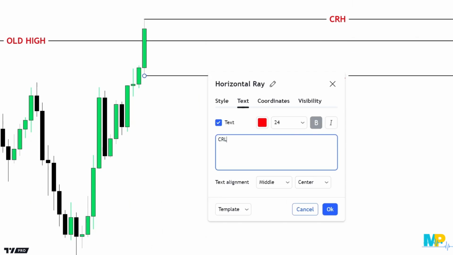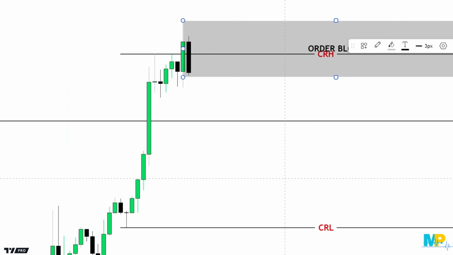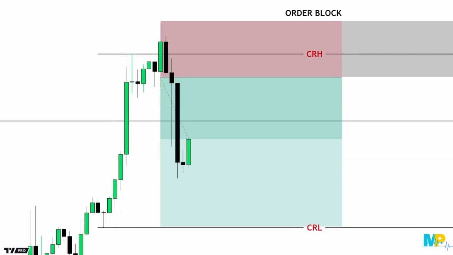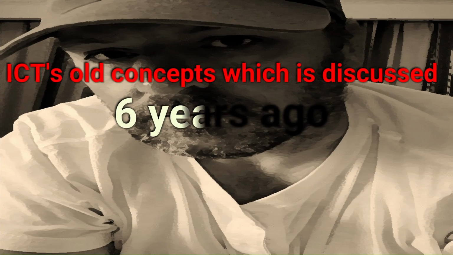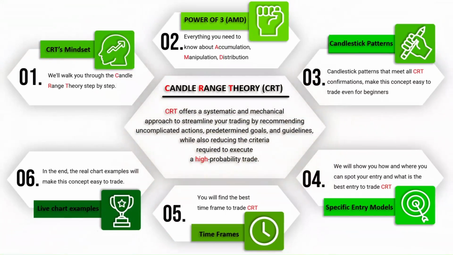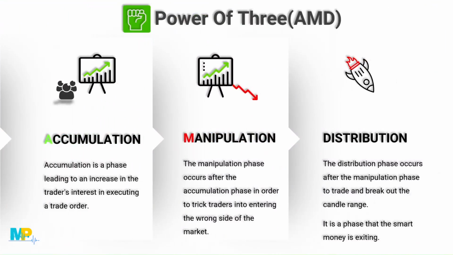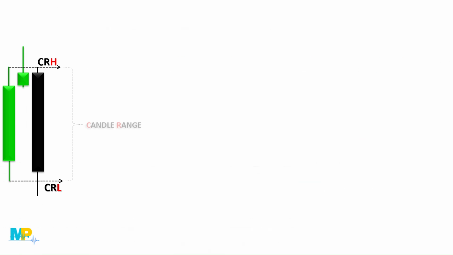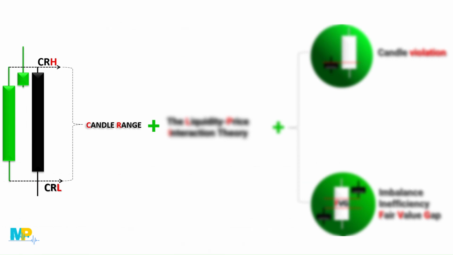In order to develop a high-probability trading strategy with a lower risk-to-reward ratio, we started research on ICT's old concepts, such as time and price theory, as well as AMD's power of three principles, first discussed by ICT 6 years ago.